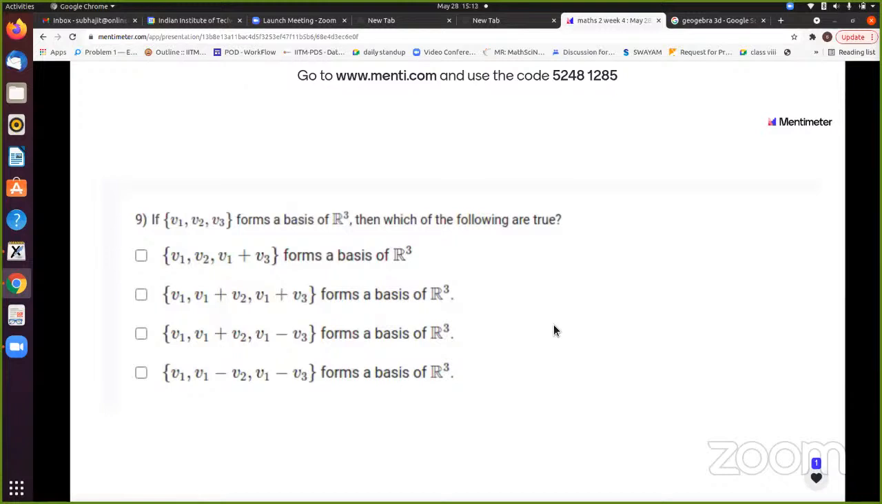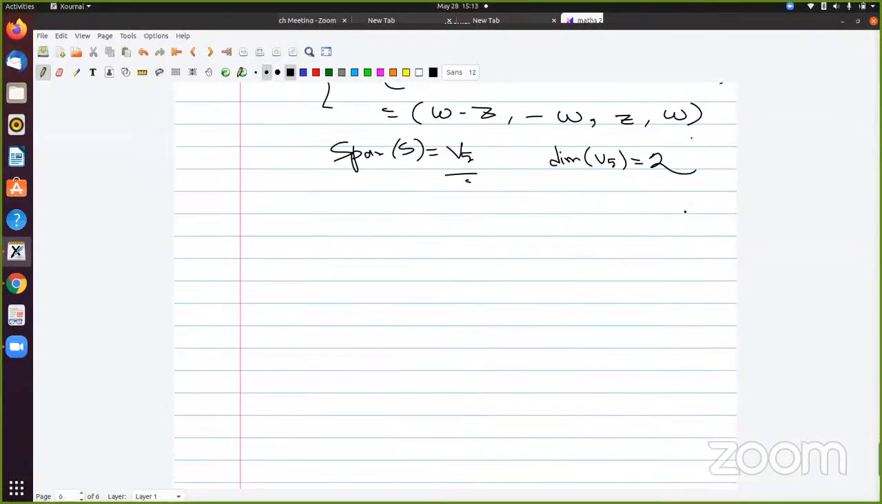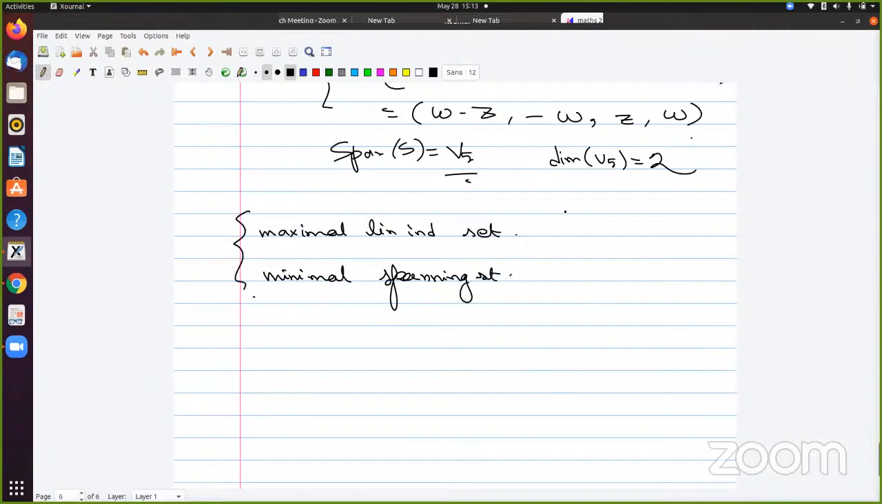Okay, so let me go back here. Now I will come to something called a maximal linearly independent set and a minimal spanning set. Basically, both of them are equivalent to each other. What does that mean? I will tell in a minute. And both of them are basically a definition of a basis. So what does this mean?